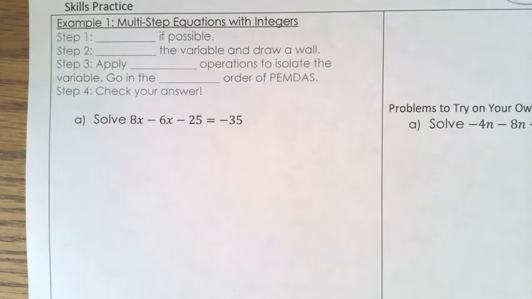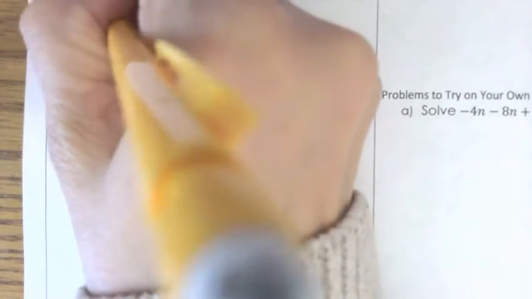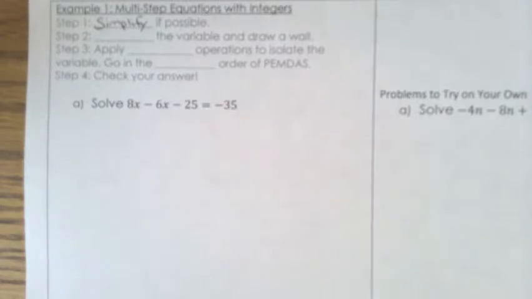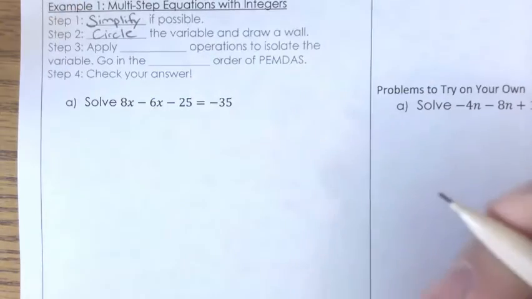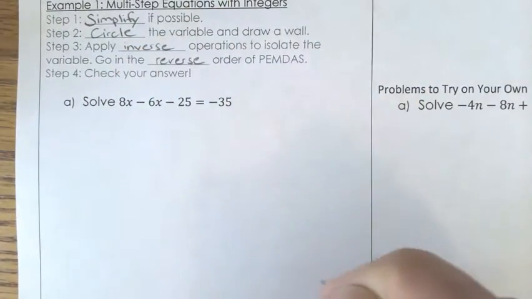Okay, so let's look at what we have in these multi-step problems. There's no new steps here. I just want to remind you that we first want to simplify if possible. So you're going to be applying the distributive property, combining like terms, those kind of things. Then once it's totally simplified, you would circle the variable and draw your wall, apply inverse operations to isolate the variable, and go in the reverse order of PEMDAS.